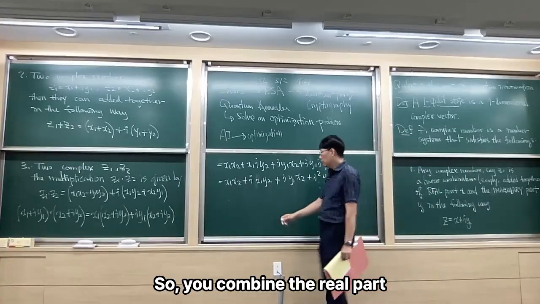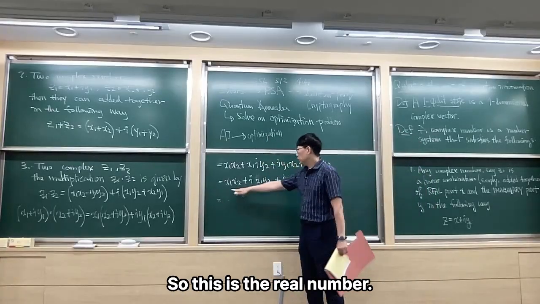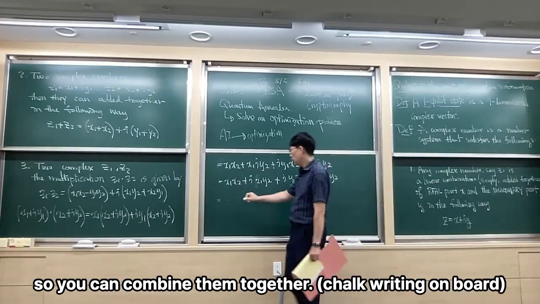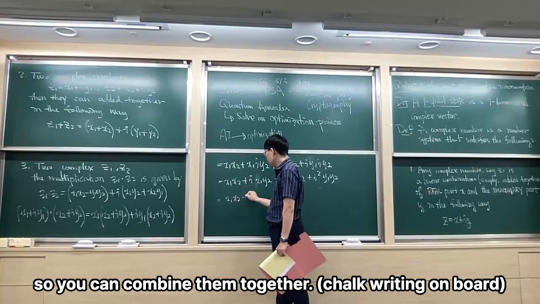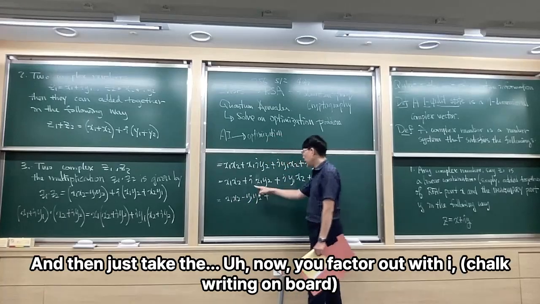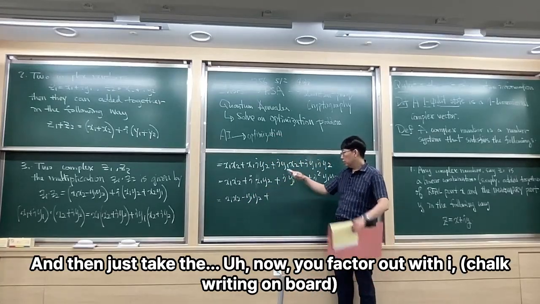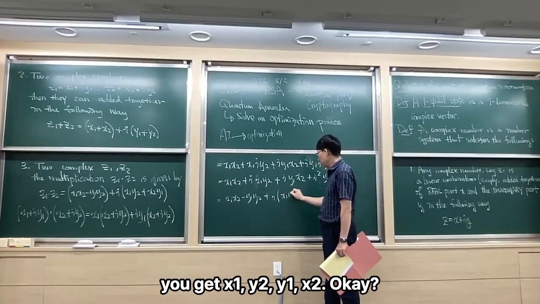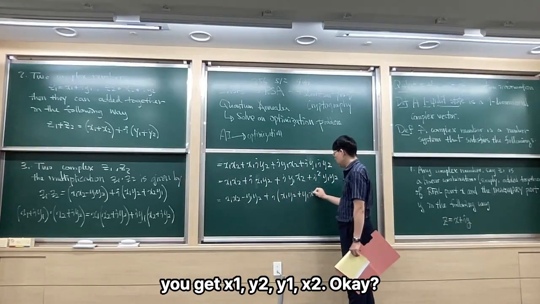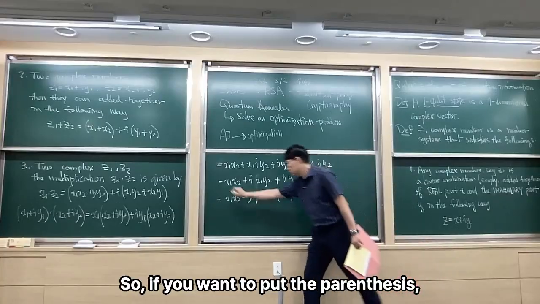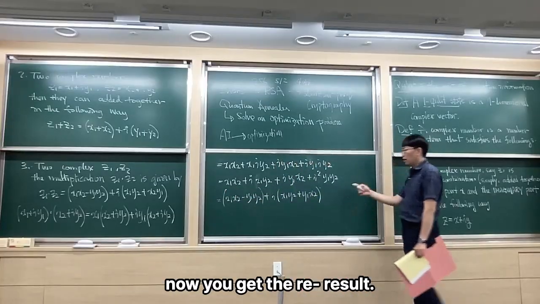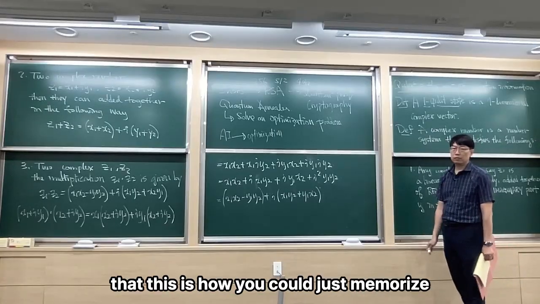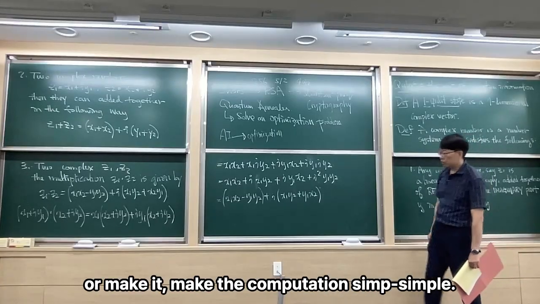So you combine the real part and the imaginary part again. So this is the real number. This is the minus y1 y2, which is also a real number. So you can combine them together. And then now you factor out the i. You get x1 y2 plus y1 x2. Okay, so if you want to put the parenthesis, now you get the result. So I'm just saying that this is how you could memorize it, or make the computation simple.